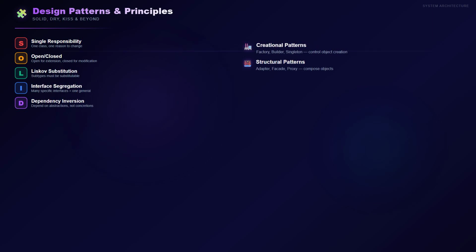Design patterns and principles are the foundation of good architecture. Let's start with SOLID, the 5 principles every architect must internalize. S is single responsibility. Every class, module, or service should have one reason to change. If your user service handles authentication and email sending and profile updates, it violates this principle. O is open-closed. Your system should be open for extension but closed for modification. Use interfaces, plugins, and strategy patterns so new features don't require changing existing code.